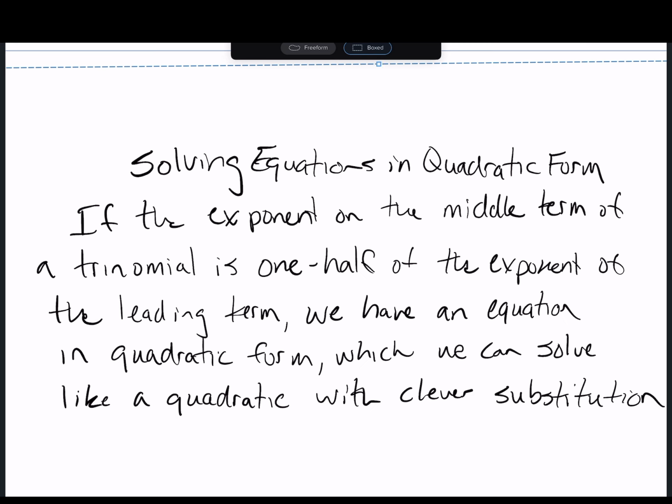Solving equations in quadratic form. If the exponent on the middle term of a trinomial is 1/2 of the exponent of the leading term, then we have an equation in quadratic form, which we can solve like a quadratic with a clever substitution.